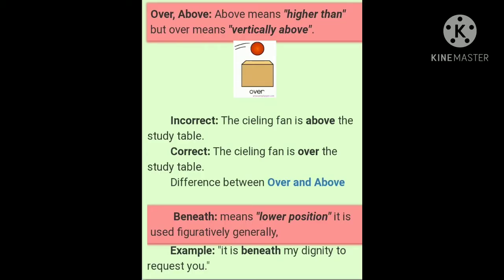Next, moving to over and above. Above means higher than and over means vertically above. It is incorrect to say that the ceiling fan is above the study table, whereas it's correct to say that the ceiling fan is over the study table. And beneath means lower position. It is used figuratively generally. That means it is beneath my dignity to request you.